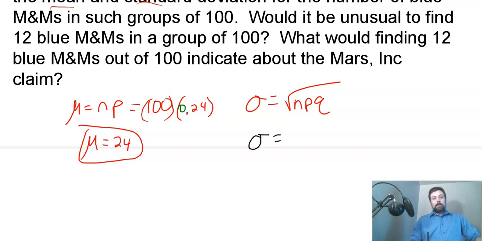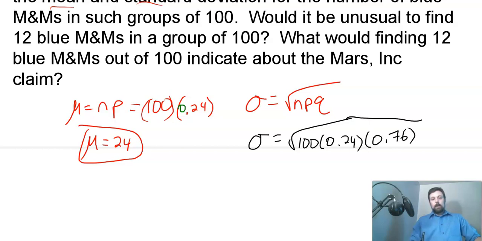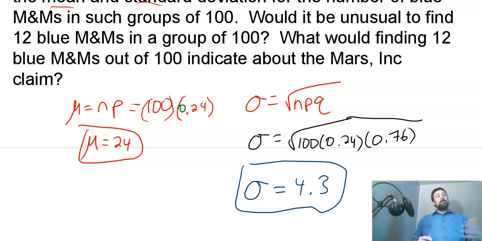So we're going to have the standard deviation equals the square root of N, which is 100, times P, which is 0.24, times Q, which is 0.76. And get that square root bar all the way across the whole thing. So let's plug this into our calculator. 100 times 0.24 times 0.76. And then we'll take the square root of that number. And this one, it's hard to make it work out nice with that square root. So you're going to get, let's just go one decimal place, 4.3. So the standard deviation is 4.3 for this binomial distribution.